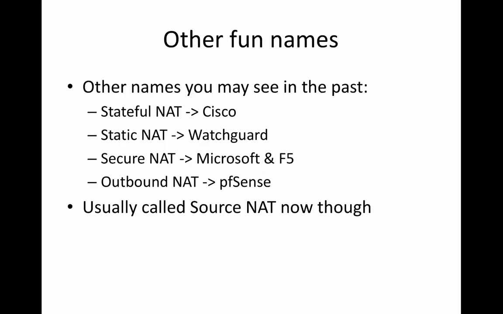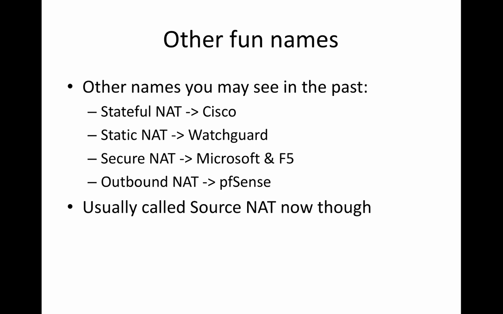So source NAT can be used, or you'll see different phrasing for it. If you think about firewalls doing stateful inspection, Cisco calls it stateful NAT. There are other sorts of silly words. I have played with WatchGuard before, and the word they use for source NAT is just wrong. They call it static NAT, and that's wrong. That's as wrong as it gets. So FYI, if you see that. Microsoft and F5 call it secure NAT. Why do you suppose they come up with secure NAT?